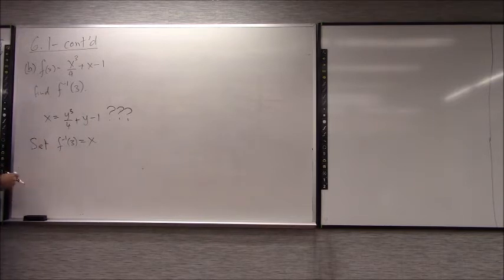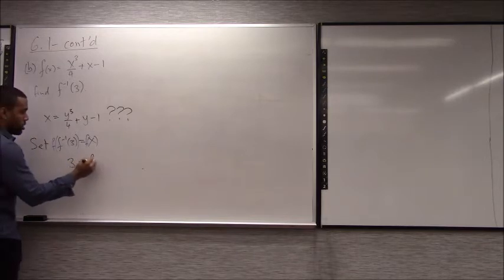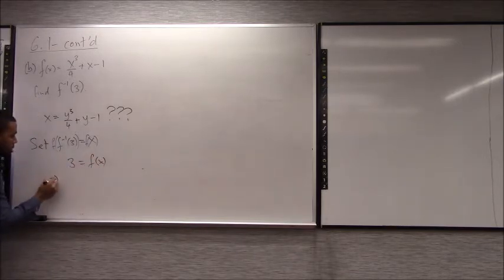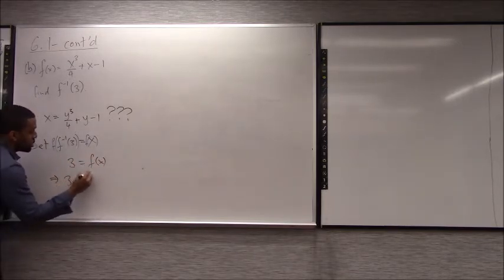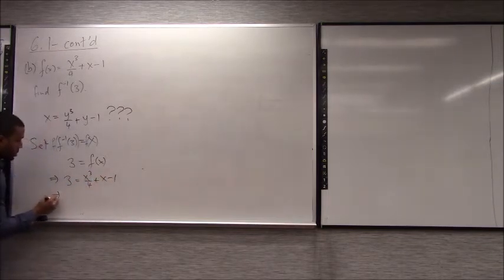You set that to be the case, and then you just take f of both sides. And we have a rule that says f of the inverse just gives you the original function, and so this will be f of x. And so now we have 3 is equal to x cubed over 4 plus x minus 1.